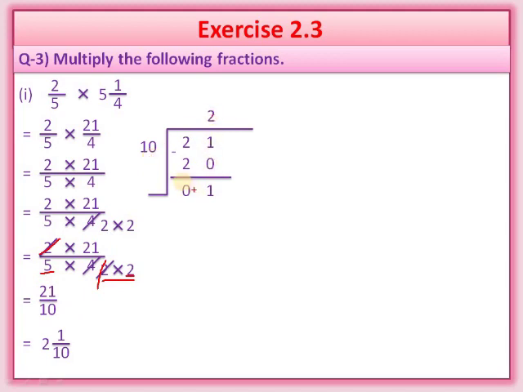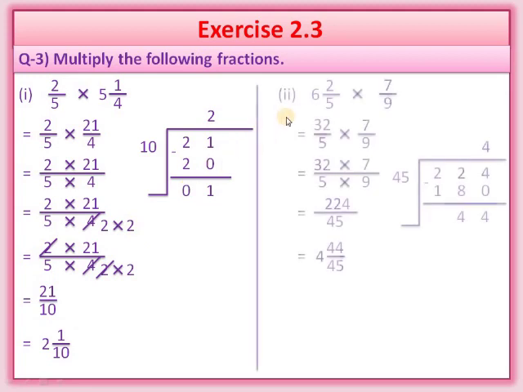So 10 twos are 20. So 1 minus 0 is equal to 1 and 2 minus 2 is equal to 0. So here 2 integer 1 upon 10, which I have written here. So this is your answer. Okay, now we will move on.